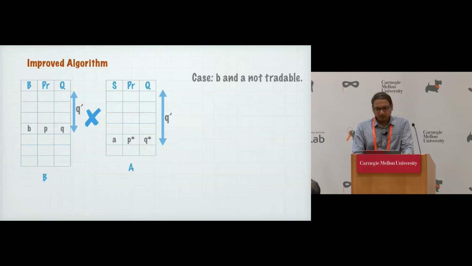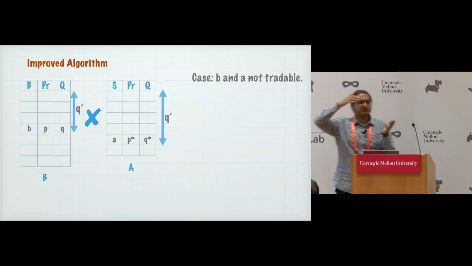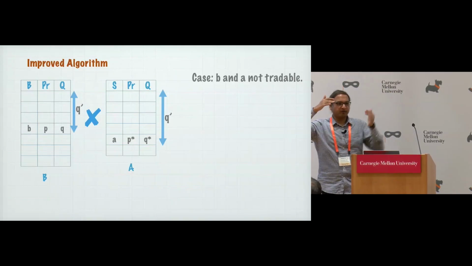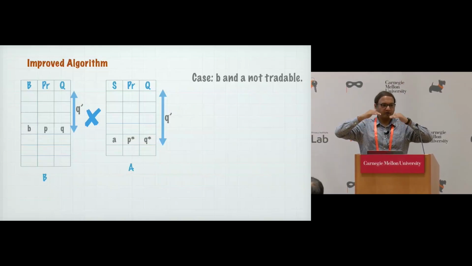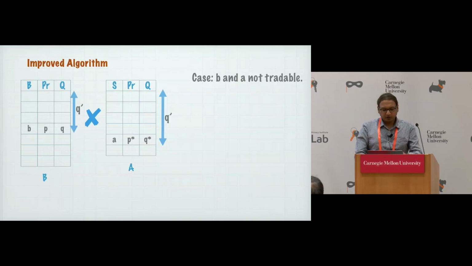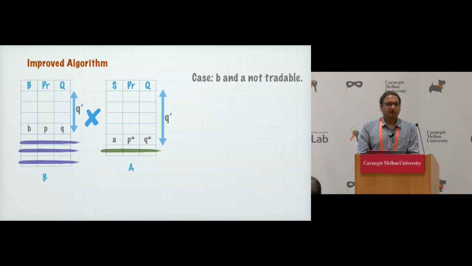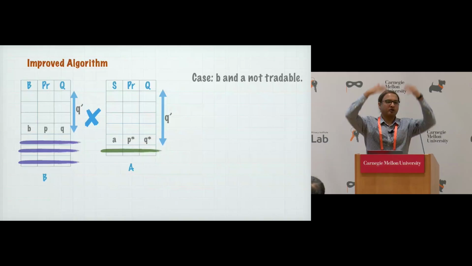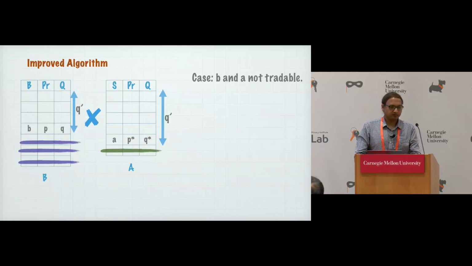If they are not tradable, imagine what would have happened in the original algorithm, the one I showed you above. The algorithm would have stopped before coming to this step because these are not tradable. So you can safely discard the things below, right? And recursively solve the problem only on the top half.